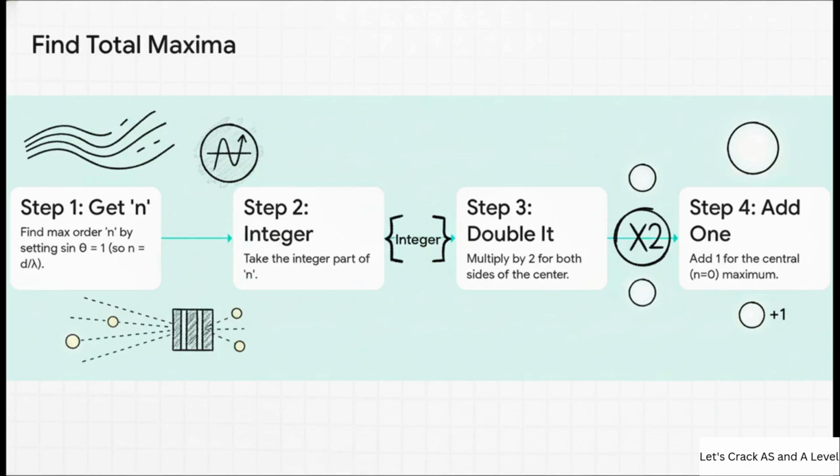Step 1, find the maximum possible order, n, by setting sine theta to its max value, which is 1. Step 2, take just the integer part of that number you get. Step 3, double it because you've got spots on both sides of the center. And finally, step 4, add 1 for that big, bright central maximum. 4 simple steps every time.